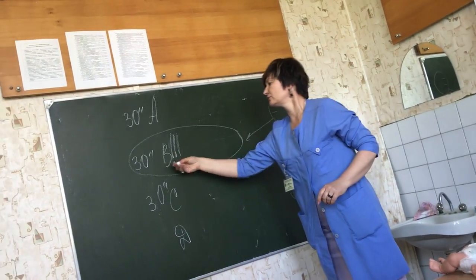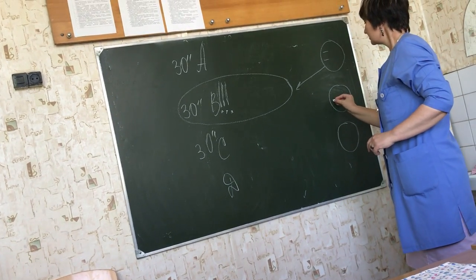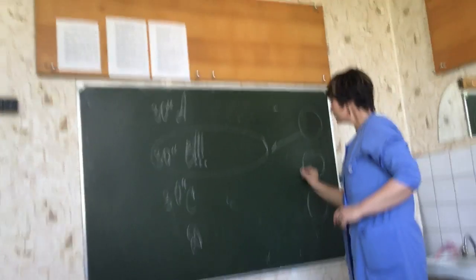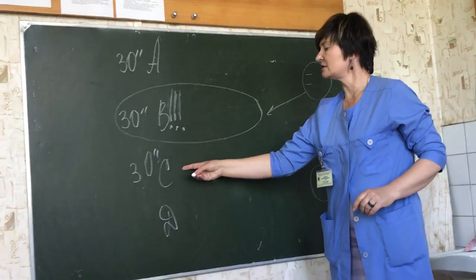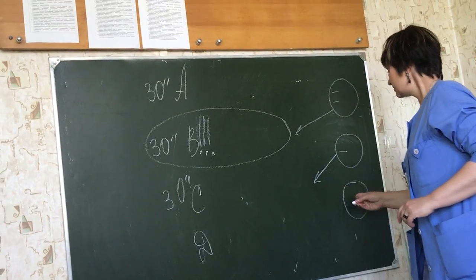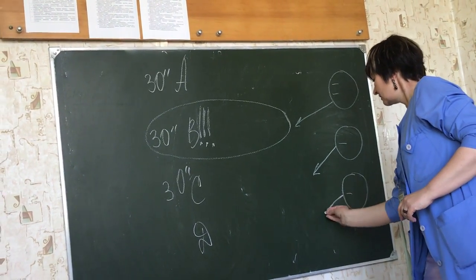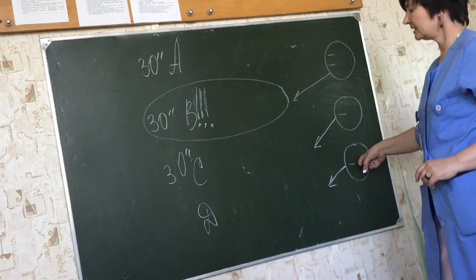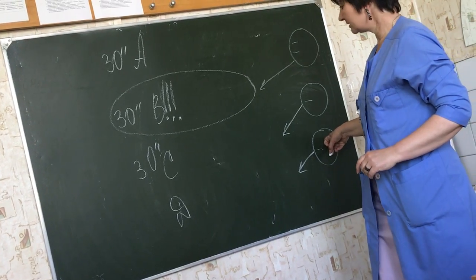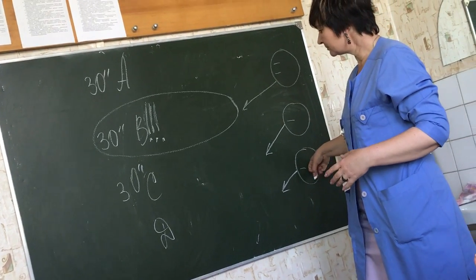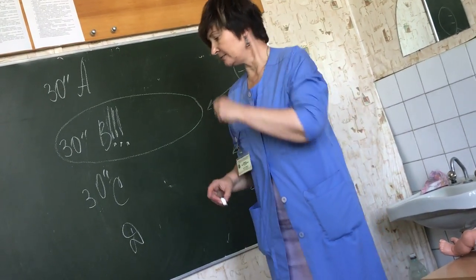If this indication is present, you start B. After 30 seconds of B, you check the indication. If the indication for C is present, you start C. After C, you check the parameter heart rate here. If heart rate is less than 60, for example, you start step D.